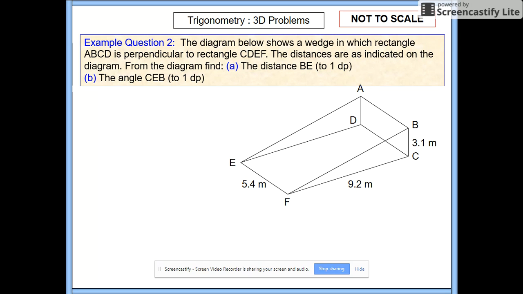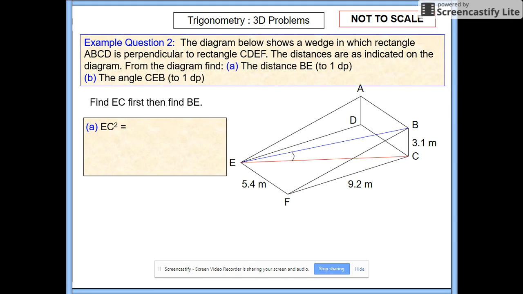So in this example, the diagram below shows a wedge in which the rectangle ABCD is perpendicular to the rectangle CDEF. So CDEF, okay? The distances are indicated on the diagram. Use the diagram to find the distance BE. So where's B? BE. First thing we're going to do is draw our lines. Now, the first line we're going to find is our EC. Find EC first, and then we find BE.